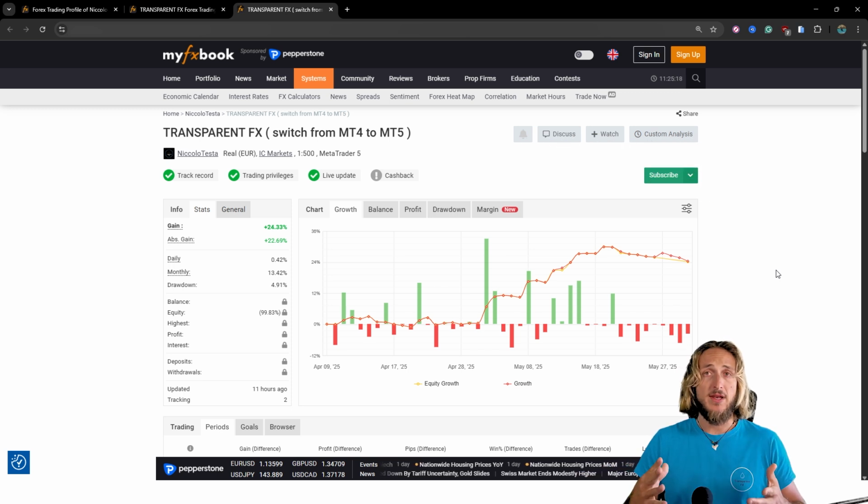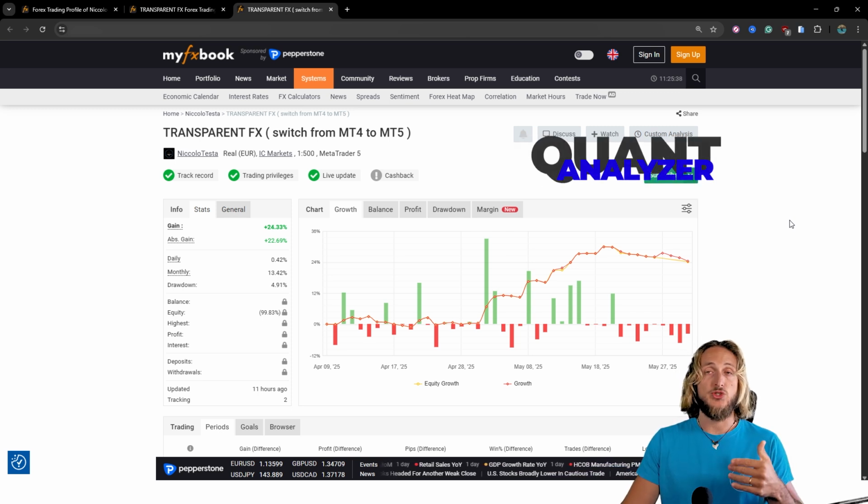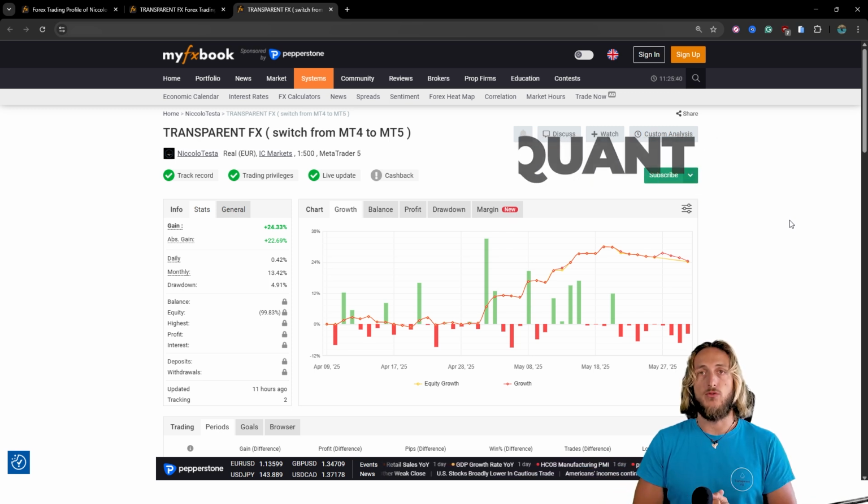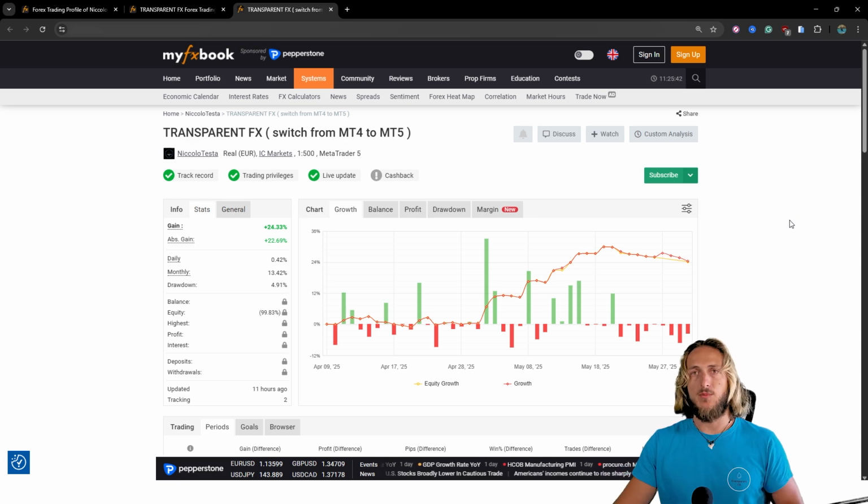And there are many softwares which can help you in building a portfolio of uncorrelated strategies. These are all things that I teach in my course. For example, there is one very important platform, a software I will now show you, which is called Quant Analyzer, which helps you build a portfolio of strategies. Let me pick it up here.